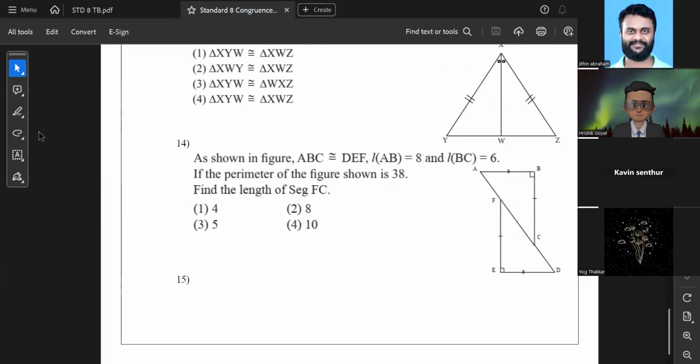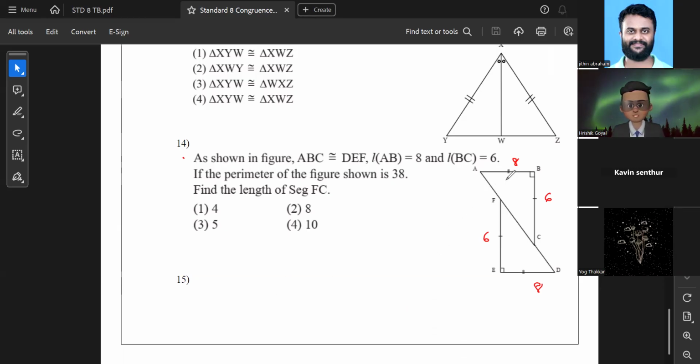The last one. As shown in the figure, ABC and DEF, they are congruent. AB is 8, which means उसका corresponding ये भी तो 8 होगा. And BC is 6, which means this will also be 6. The perimeter of the figure shown is 38. Find the length of FC. Okay, so how can we solve this? It's a very simple logic now.